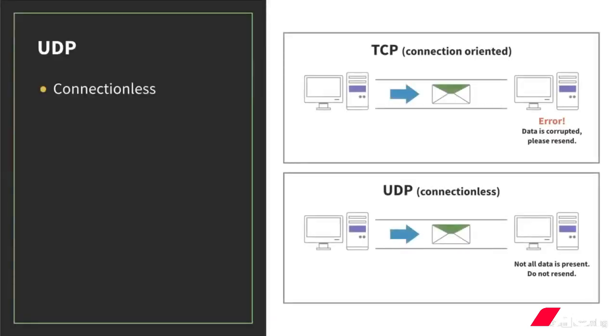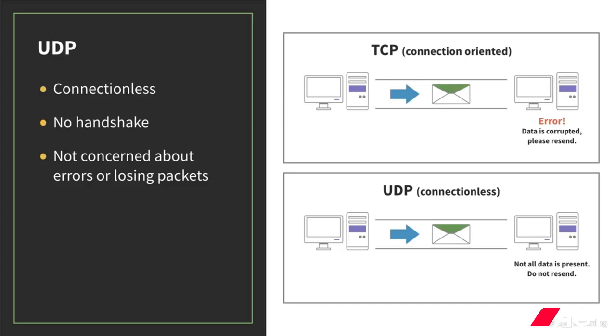UDP is a connectionless protocol and does not require handshaking at all. It doesn't care if it loses a packet or if a packet contains an error. Therefore, network applications use UDP if they don't require accuracy and precision in the received data. We tried a UDP connection when we set up our Kiwi syslog server.